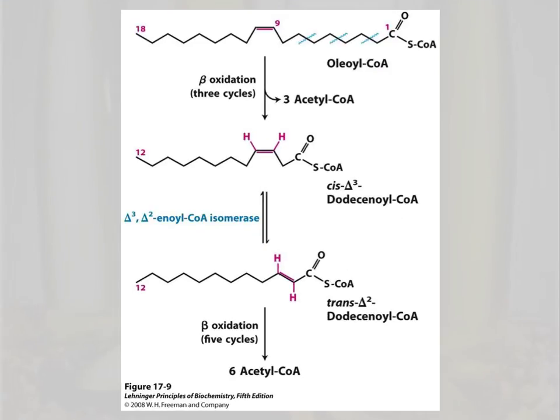So here, I'll do it the way it shows it. It's got pretty handwriting. Delta 3, delta 2, enoyl-CoA isomerase. Because it literally tells you we're going to take it from the delta 3 position to the delta 2 position. Well, from one isomer to the other isomer.